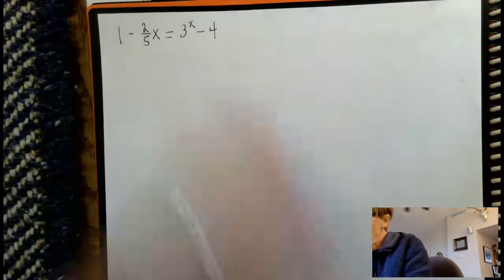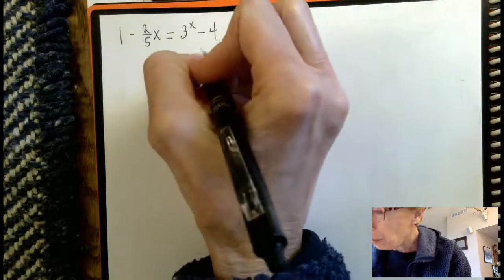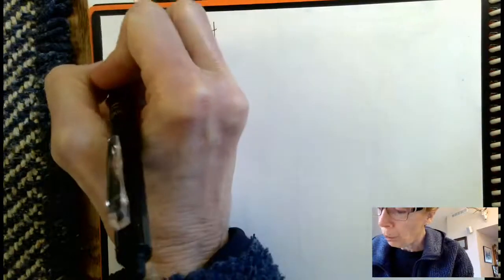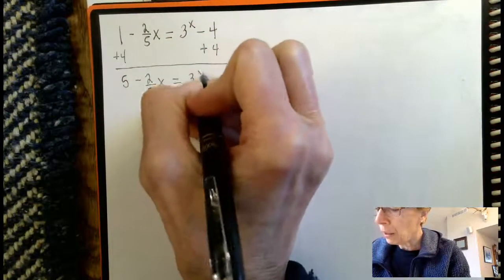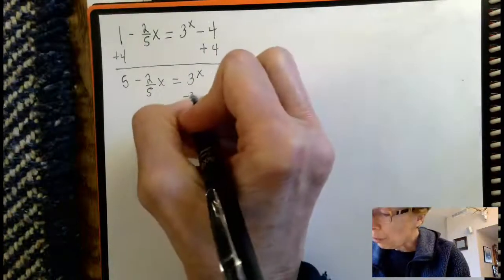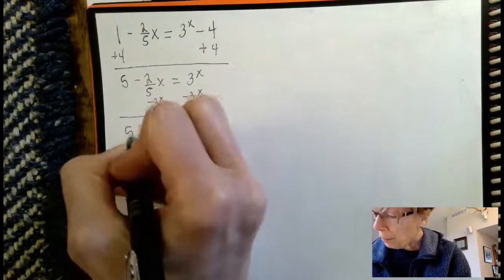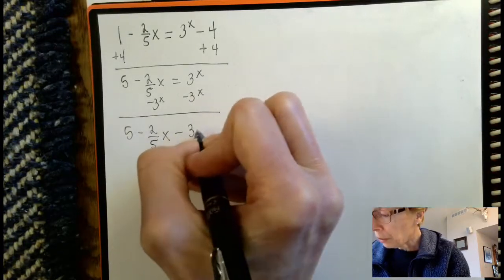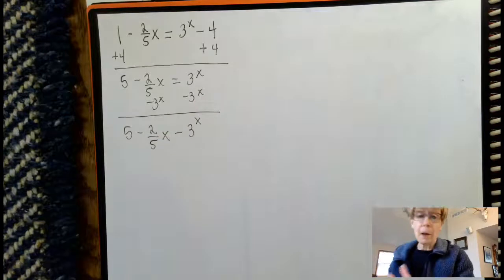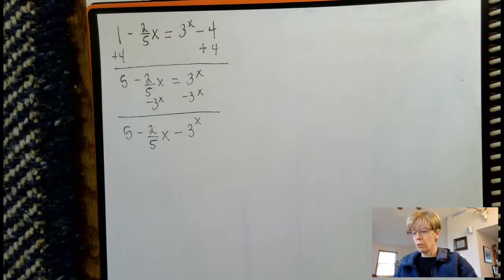When I take a look at this problem, the first thing that we need to do is move everything over to the other side. So I'm going to do that in 2 steps here. I'm going to add the 4 to both sides, and we get 5 minus 2/5 x equals 3 to the x. And then we can move the 3 to the x over to the other side, and we get 5 minus 2/5 times x minus 3 to the x. And again, I'm not going to put equals 0 or something on there.